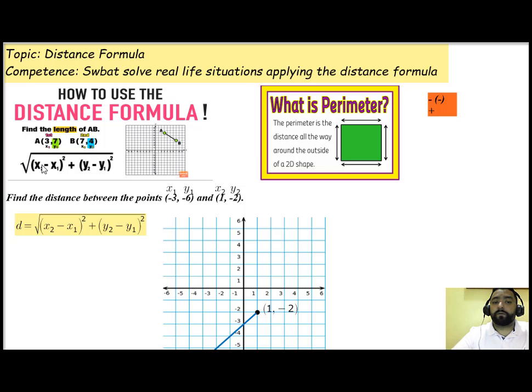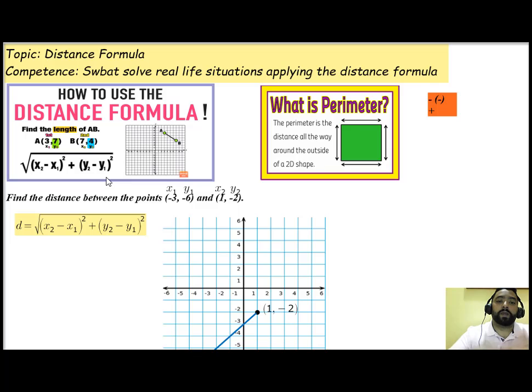So we're going to use the formula for distance, and the formula is a square root of the coordinate x2 minus x1 to the power of 2 plus y2 minus y1 to the power of 2. First we need to solve the operations inside the square root, and finally we are going to calculate the square root.